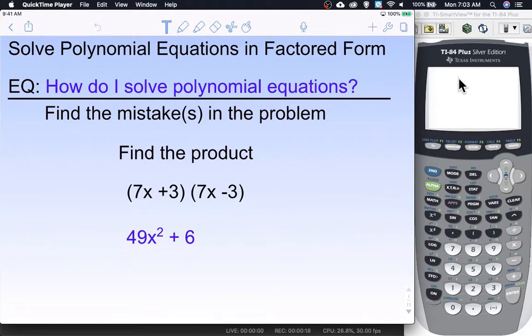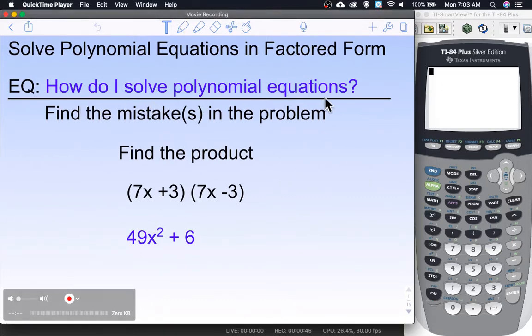So we did a little bit of adding and subtracting in one lesson. We did multiplying over the course of 2 lessons. Now we're going to do factoring for the next about 5 lessons, because factoring is one of the main things that you do with polynomials. You factor them, you combine them together, you solve equations, and the solving equations is what we're focusing on in this lesson. How do I solve polynomial equations?